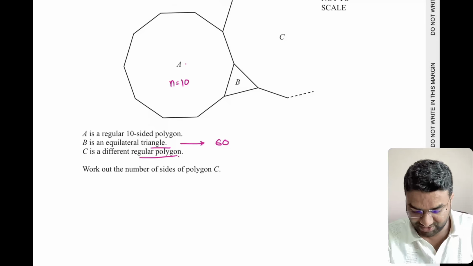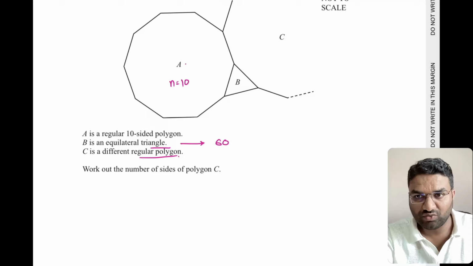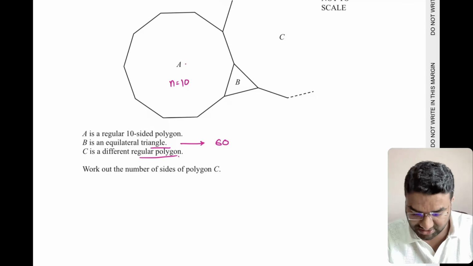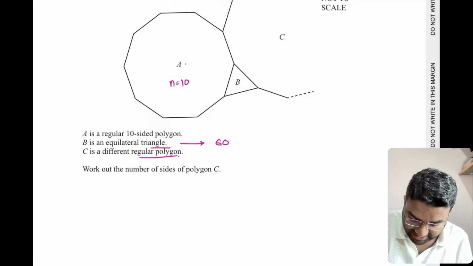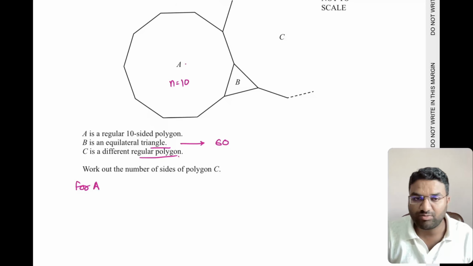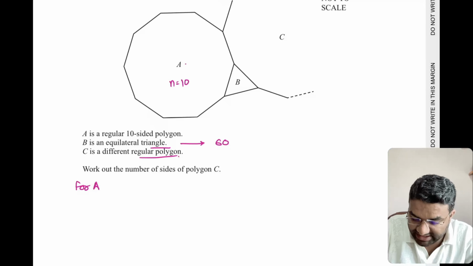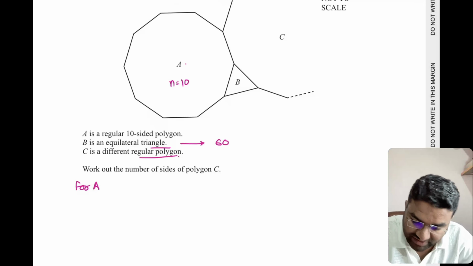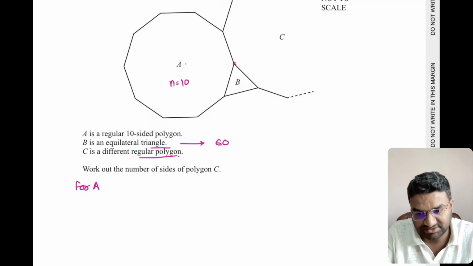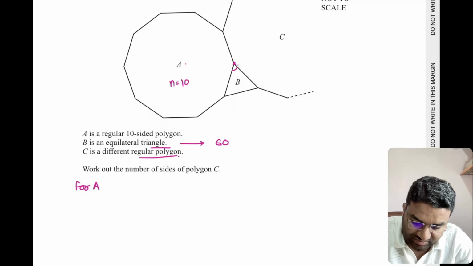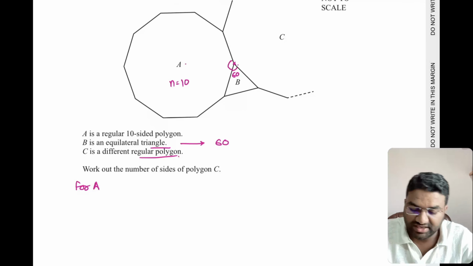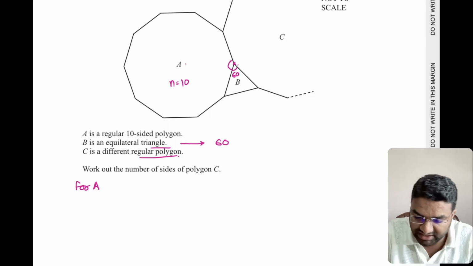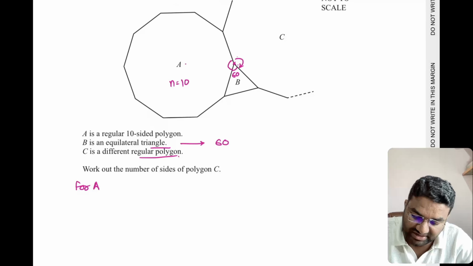So firstly, we have n equals 10 for A, regular polygon A. So the interior angle we can calculate easily, and the angle around the point we can calculate, right? We already know that for B the interior angle is 60. So once we are done with A's interior angle, then we can calculate the interior angle of C also, isn't it?